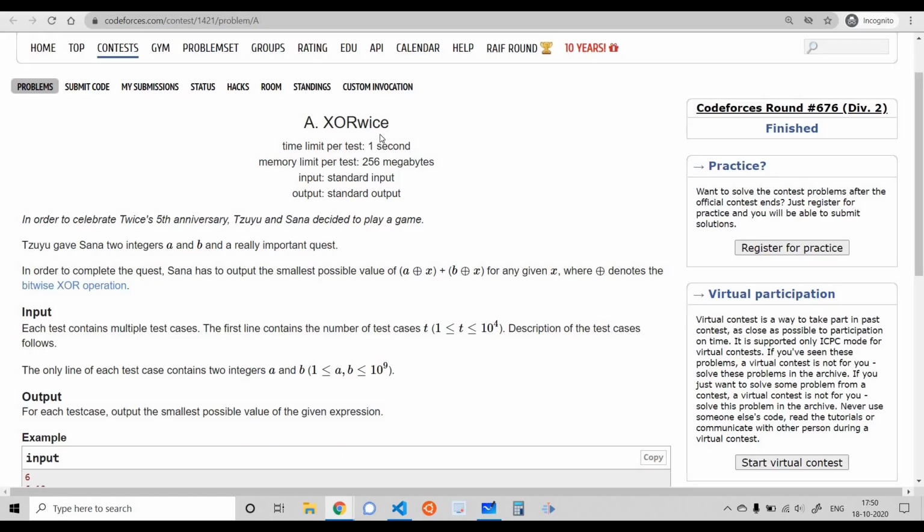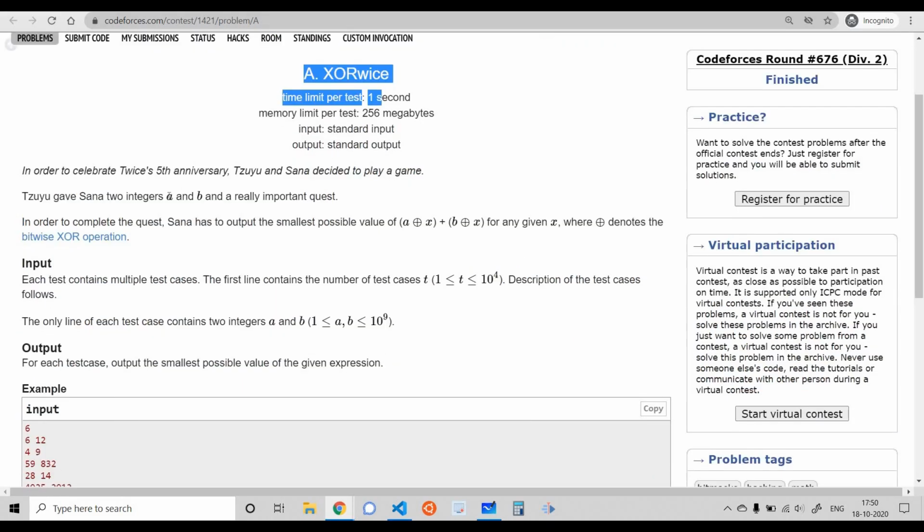Problem A is called XOR-wise. In this we have been given two integers a and b, and we need to come up with an integer x which will minimize this equation, which is a XOR x plus b XOR x. So let's see what we can do to solve this problem.